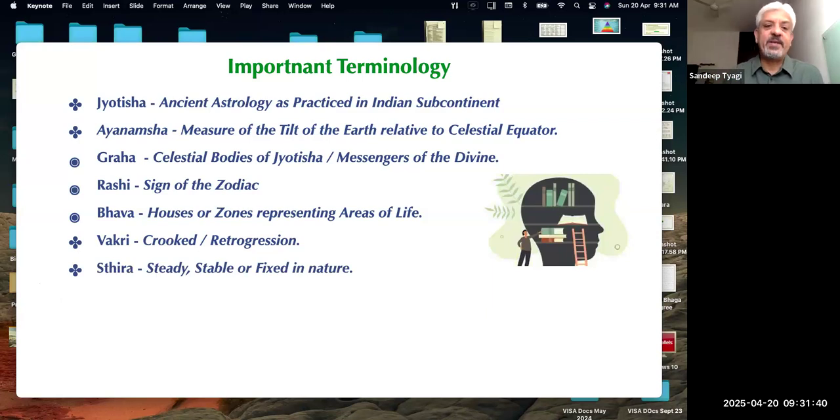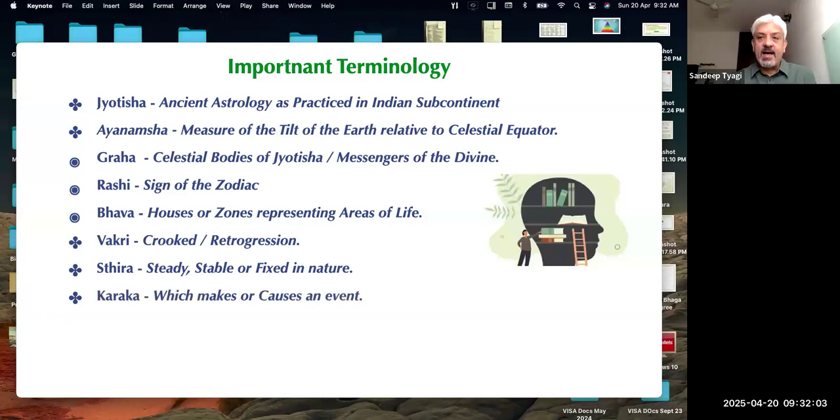Sthira, the word sthira means steady, stable, or fixed in nature, right? Anything that's sthira has a certain implication, which means the opposite. If it is not sthira and it's movable or unstable, it will have an implication.